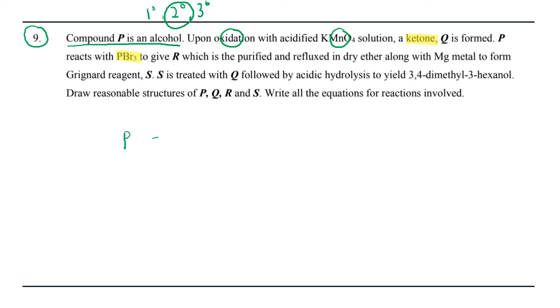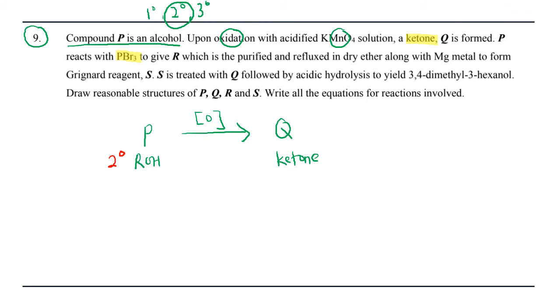So we write down the reaction first. Sorry, let me start again. When we read the question, we see that P is an alcohol. Upon oxidation it will produce Q, which is a ketone. So from this statement, I know that P is the secondary alcohol.